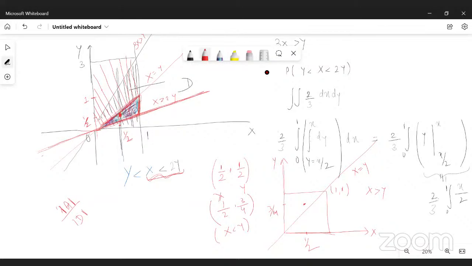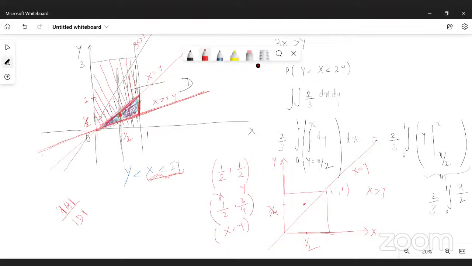Ma'am, if the density function is not uniform, we can't use the geometrical approach then, right? Then you cannot use this approach. Then we only have to integrate. You will have to integrate. So why did I do the integration here? You should also know how to do the double integration.